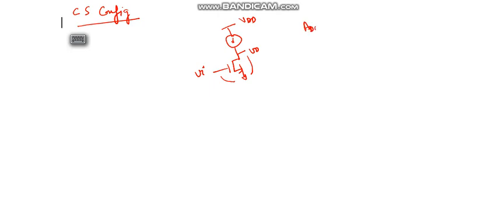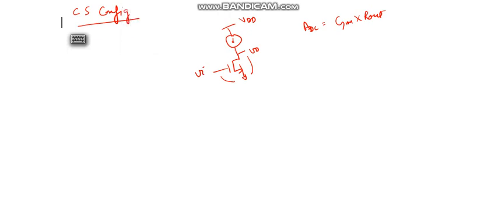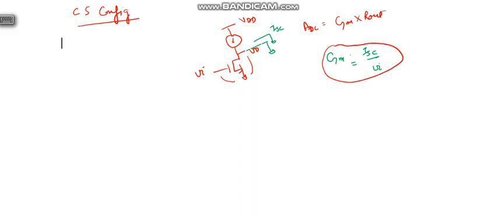the DC gain, ADC, that is Gm into R out. Okay, so now let's find Gm for this circuit. How will we find Gm for this circuit? We will ground the output and find Isc. So Gm is given by Isc upon Vi. We need to find Isc upon Vi. This is the transconductance for this circuit.